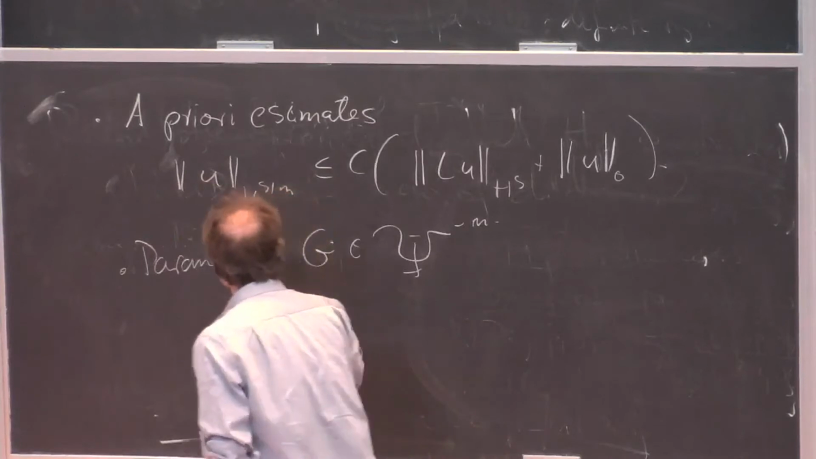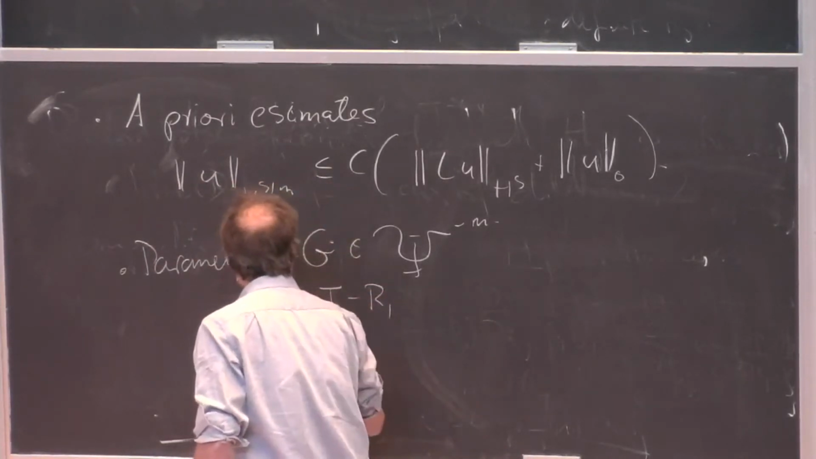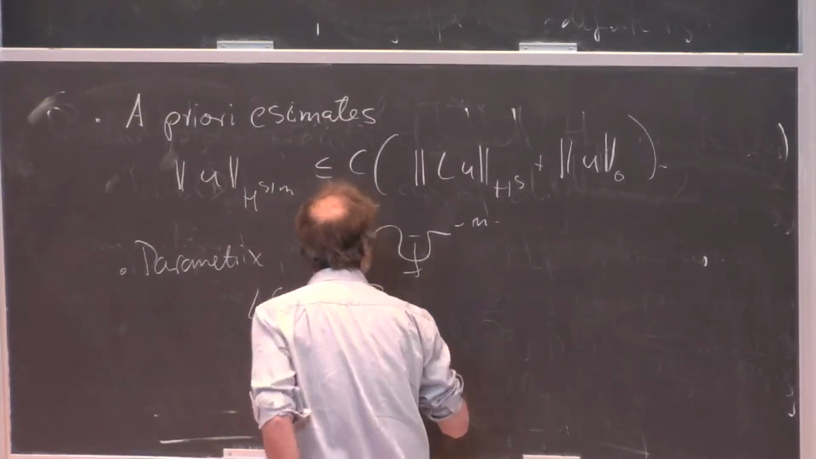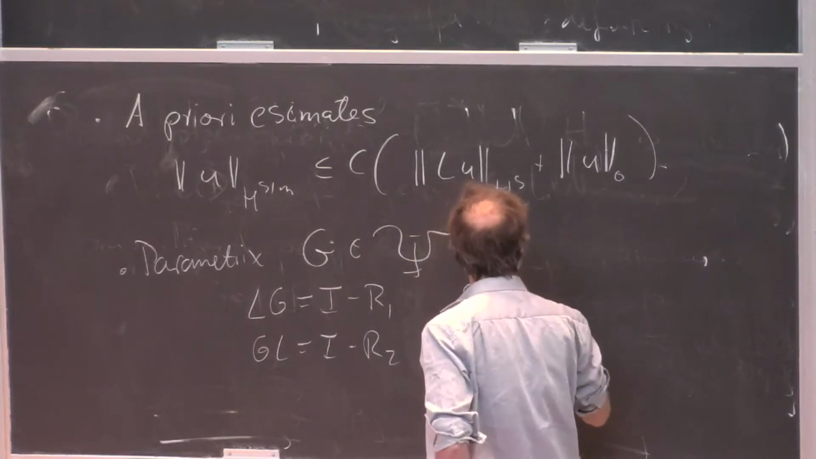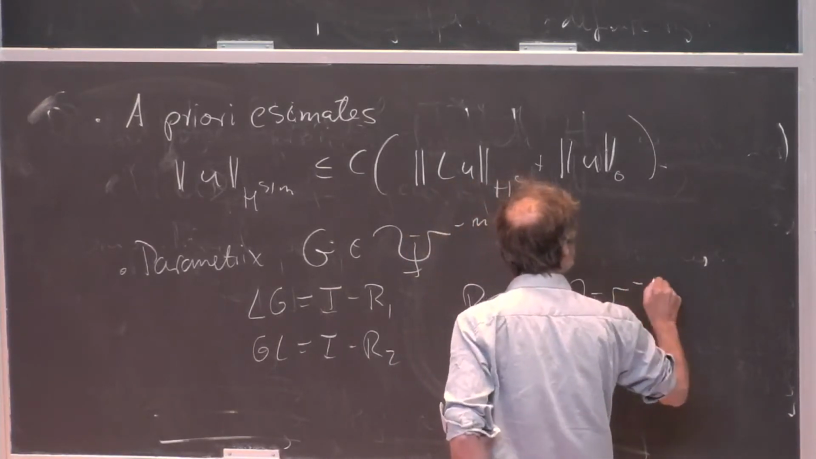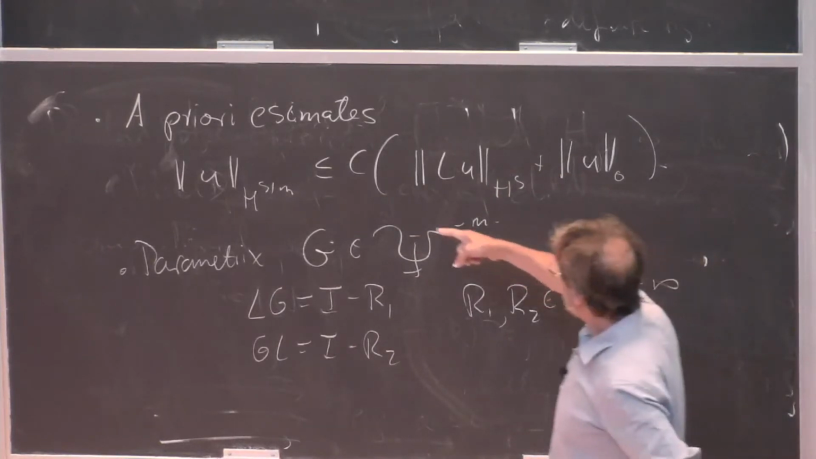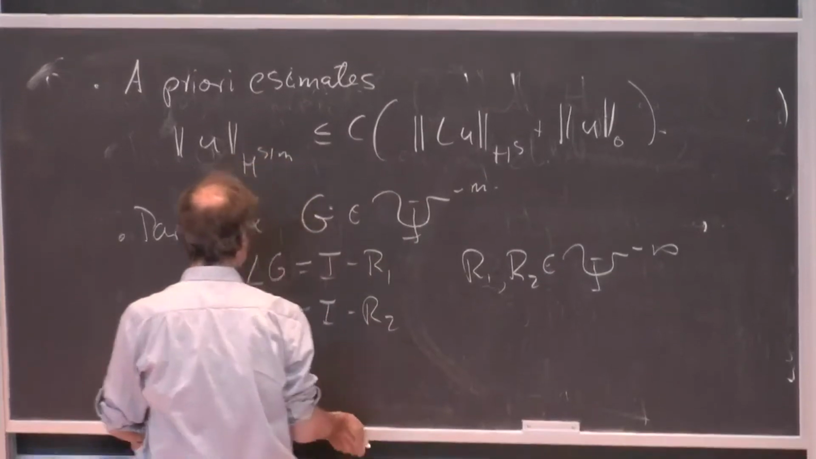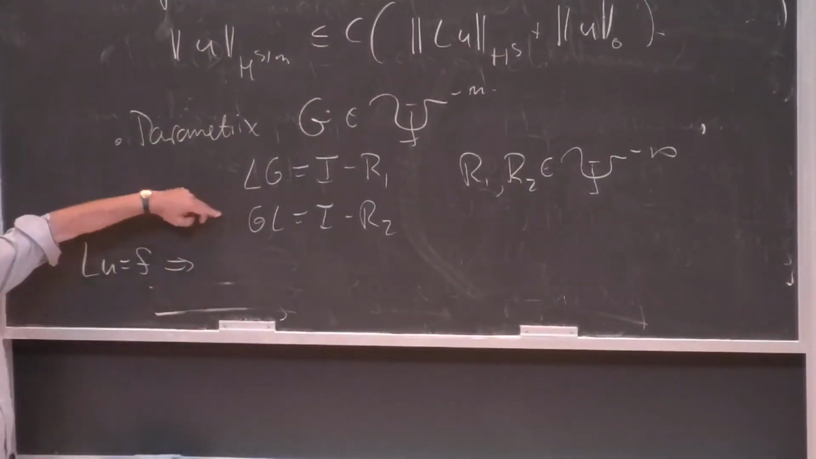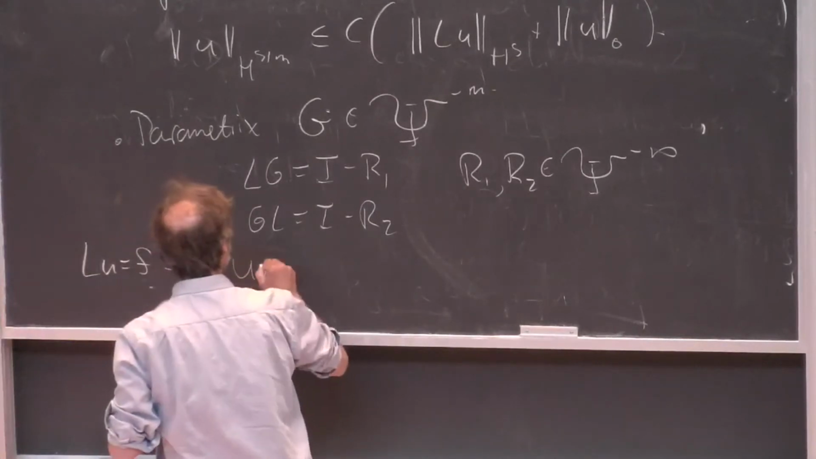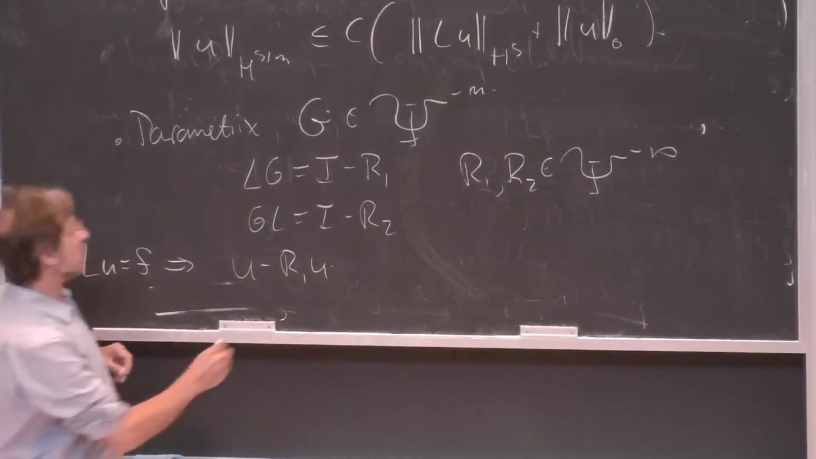A parametrix G is an operator that satisfies L of G is equal to the identity minus R1. G of L is equal to the identity minus R2. Here, I've said G is in Psi minus M. R1 and R2 are smoothing operators, so they're pseudodifferential operators of order minus infinity. Okay, and out of this one in particular, suppose that L of U equals F, I apply G to both sides. I'm going to get U minus R1 of U, that comes from applying G to the left-hand side, is equal to G of F.